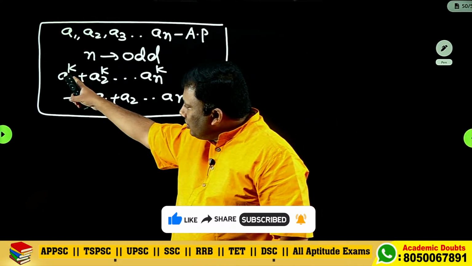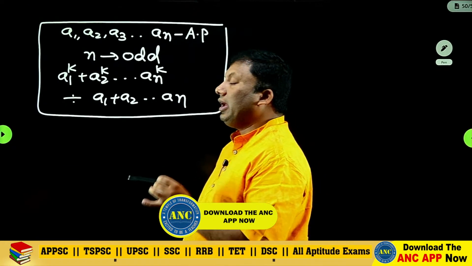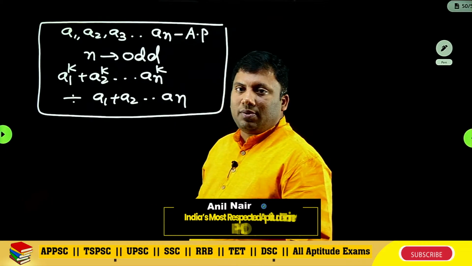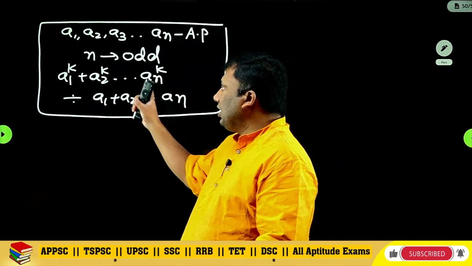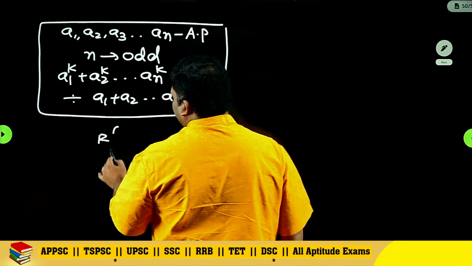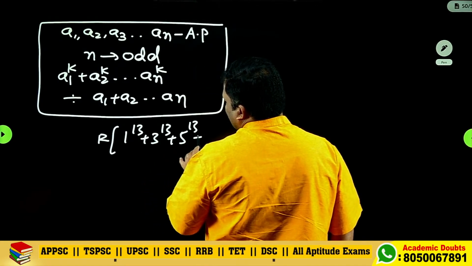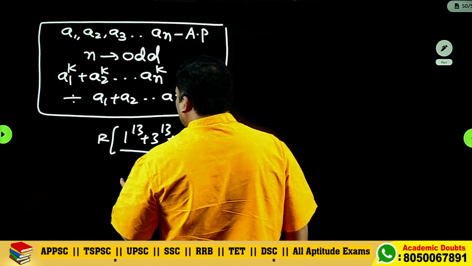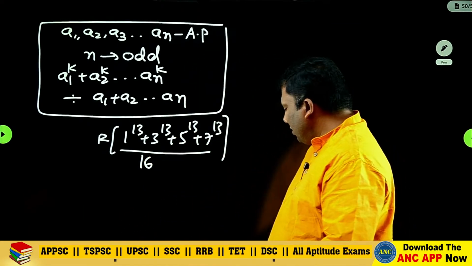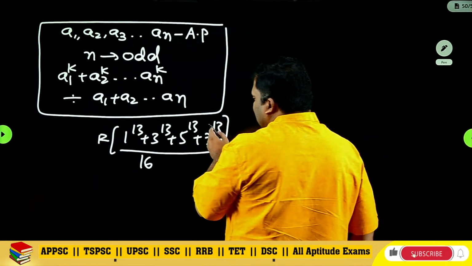If this is the base, this is the power. If the power is an odd number, a1 power k plus a2 power k and so on up to an power k is always divisible by the sum of the bases. For example, 1 power 13 plus 3 power 13 plus 5 power 13 plus 7 power 13 divided by 16. The power is an odd number.